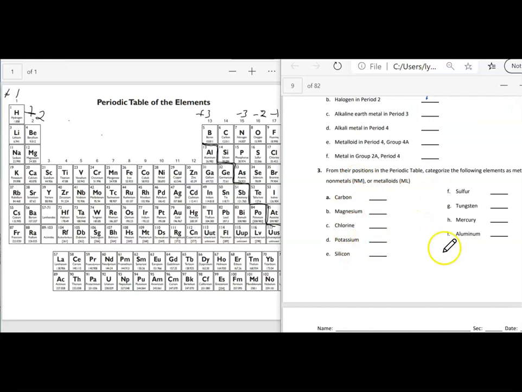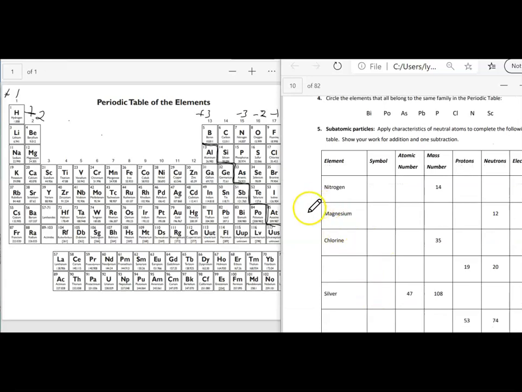Here we're just identifying them as metal, nonmetal, or metalloid. So carbon is here. This is our nonmetal section. It's a nonmetal. Magnesium is here. So that's our metal section. Chlorine is here. That's a nonmetal.